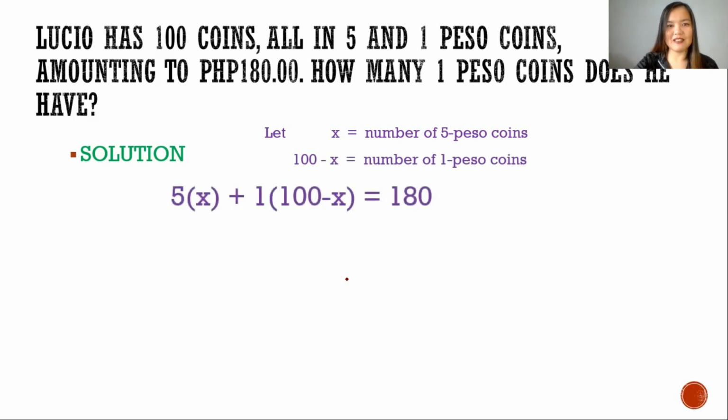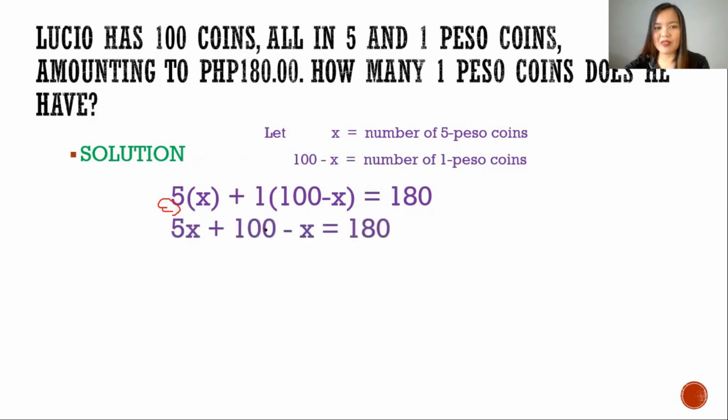At sinabi dyan na yung 5 peso coin, ang bilang niya ay ito. Plus, yung 1 peso coin, yung bilang niya ay ito. And that is equal to, pag pinag-combine mo sila, yung total na pera mo ay 180 pesos. Now, simplifying that, 5 times x, that's 5x. Plus 1 times 100, that's 100. And then 1 times negative x, that's negative x, equals 180.